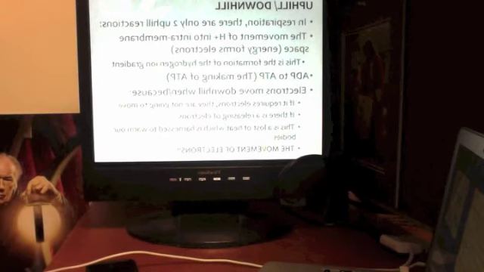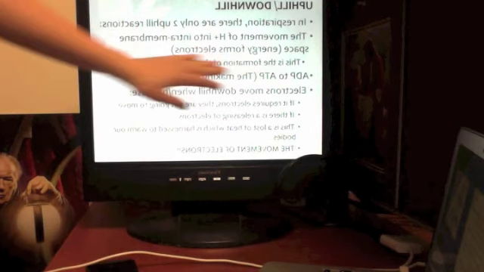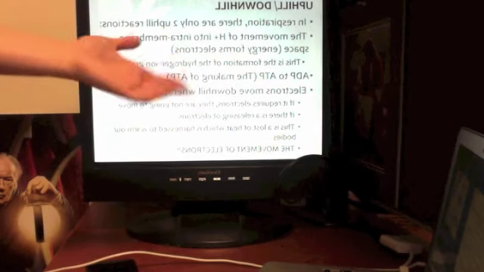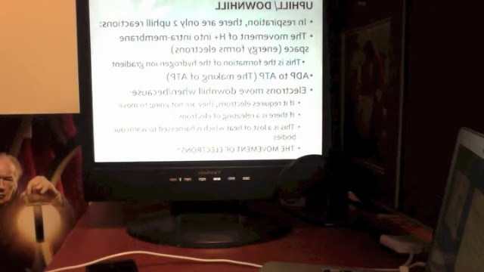Now I'm going to be discussing a little bit about uphill, downhill reactions. And in respiration, there are only two uphill reactions. The movement of H plus into the intermembrane space, which is the energy that forms electrons, and this is the formation of the hydrogen ion gradient. That's very important, guys. Keep that in mind, that this is the formation of the hydrogen ion gradient.